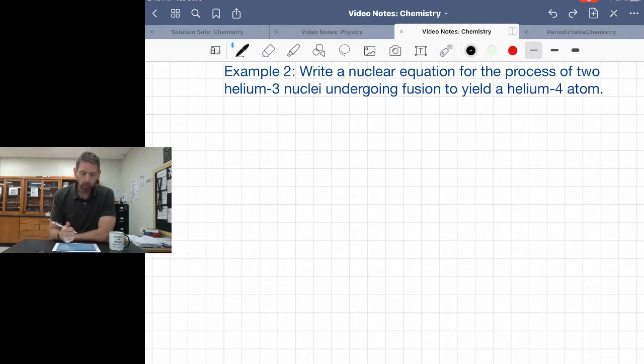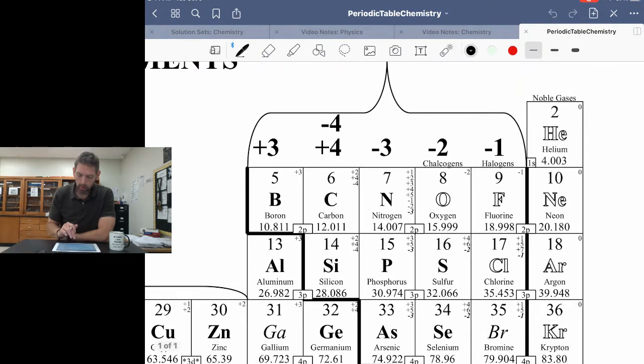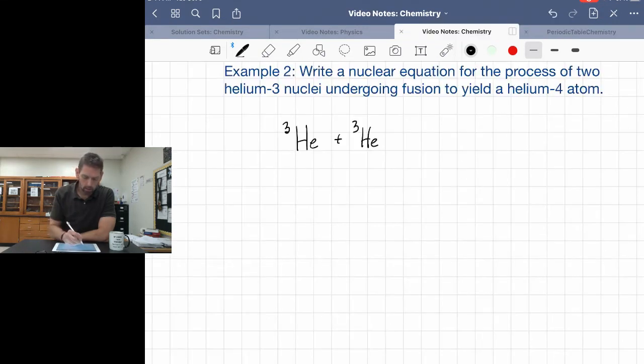So helium-3 nuclei, all right? Helium-3 nuclei. So helium-3, and we're told we have 2 of them. So I'm just going to go ahead and write out 2 of them, and then we could write this some other way, but it still works out. So let's go back to our periodic table. We know helium, still 2 protons. It's undergoing fusion and to yield a helium-4 atom.